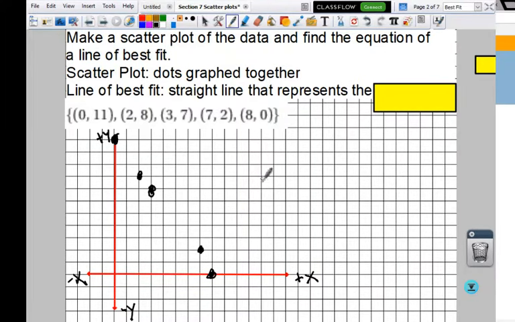Alright, we just made a scatter plot. This is all a scatter plot is, just a bunch of dots. And this one wasn't too bad because we only had 5 dots. It's going to get a little tougher with more dots.